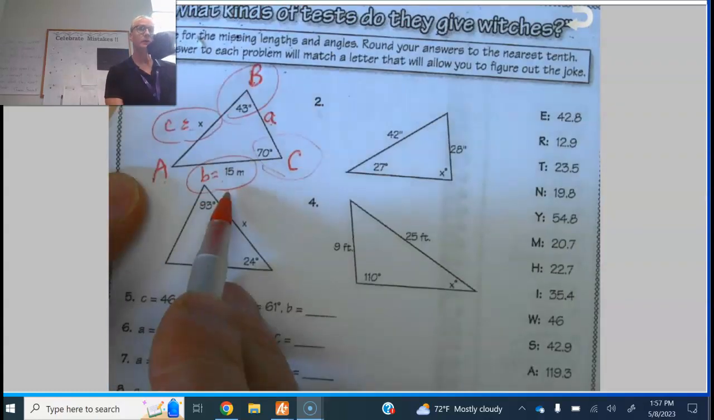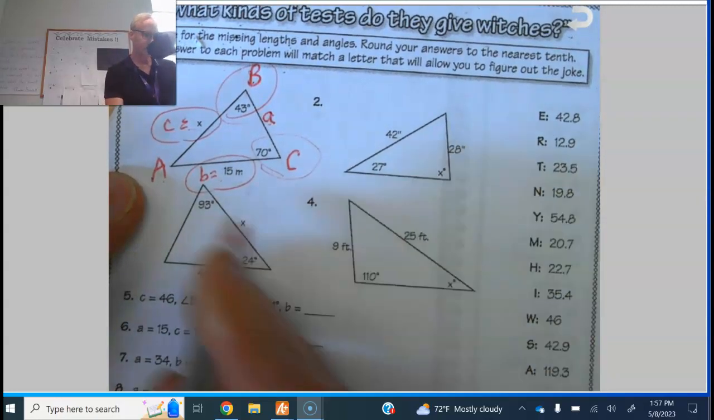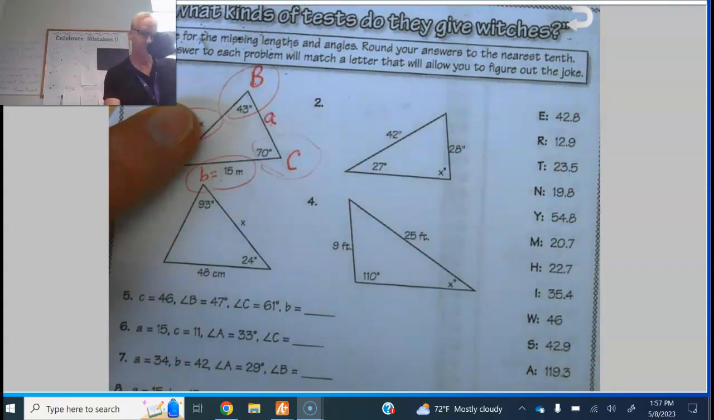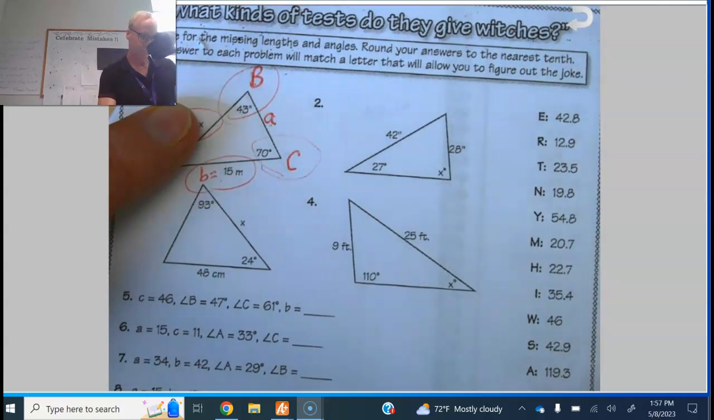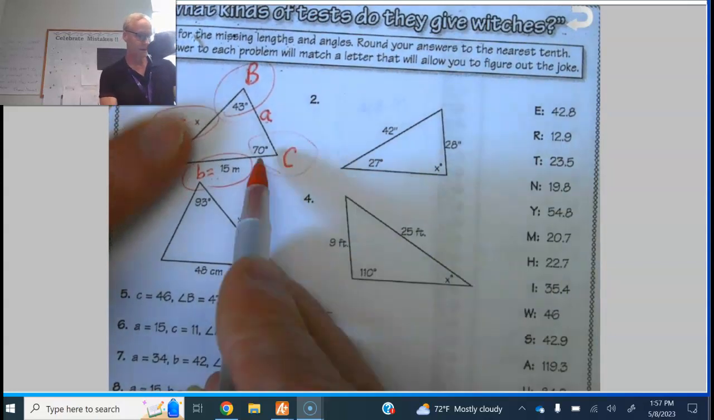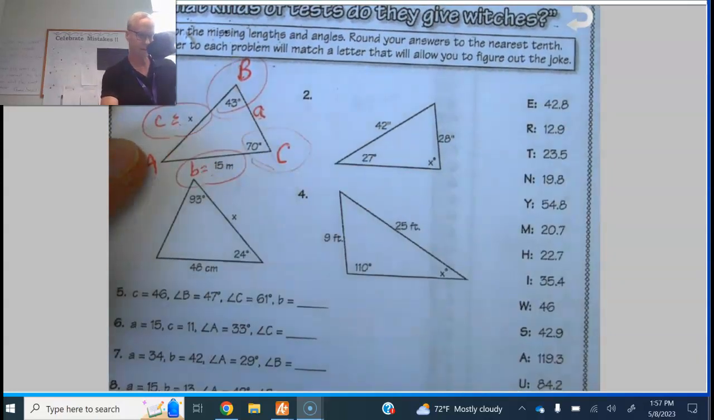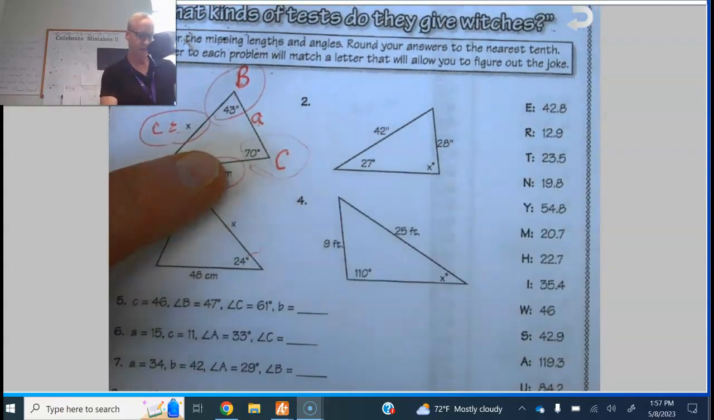Little b on my equation is 15. Sine B is 43 degrees. Little c on this one is, we're going to call it x. And sine C is 70 degrees, so sine of 70 degrees.